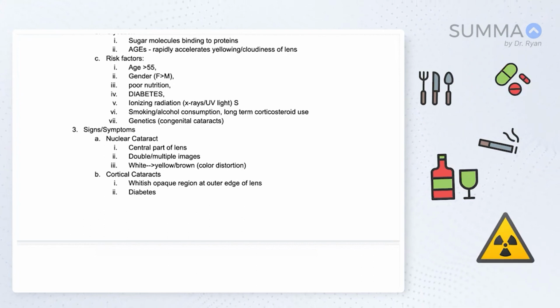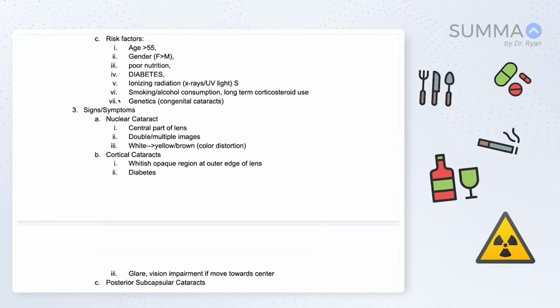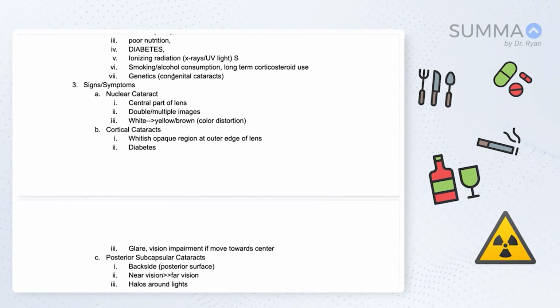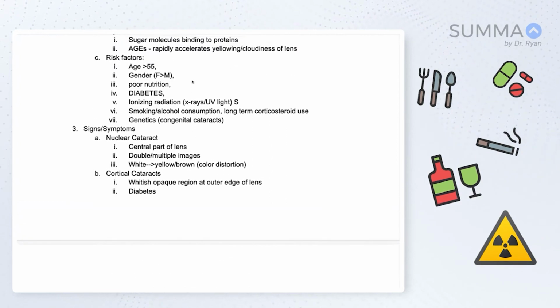Ionizing radiation, so both exposure to the sun, like ultraviolet radiation, or workplace exposure. So if you're in an area where you're exposed to x-rays, perhaps a dental office or in the hospital. Other things like lifestyle-oriented activities like smoking or alcohol consumption, as well as certain medications. Long-term corticosteroid use like prednisone is associated with cataracts. And then for an unfortunate few individuals, genetics can play a role, and this is primarily in terms of children, because some children, unfortunately, are born with cataracts.